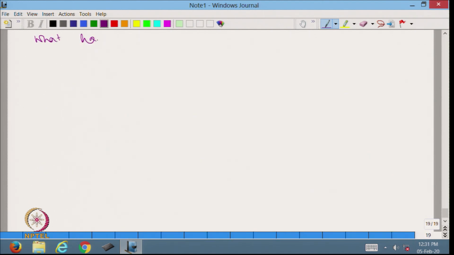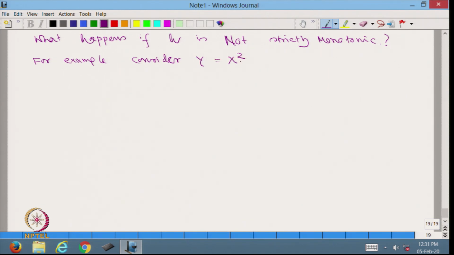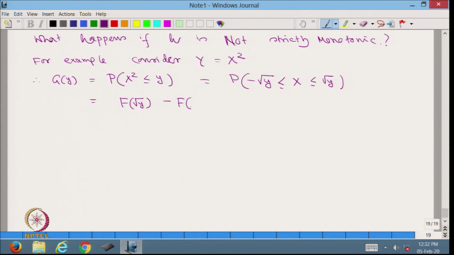What happens if h is not strictly monotonic? That is the question. For example, consider y is equal to x square. Therefore, g of y is equal to probability X square less than or equal to y, is equal to probability minus root y less than or equal to X less than or equal to root y, is equal to F of root y minus F of minus root y.